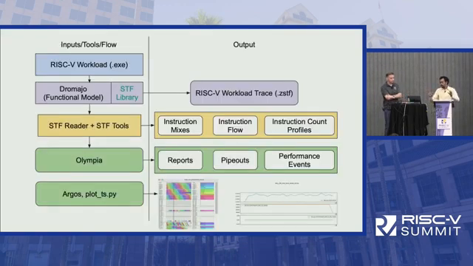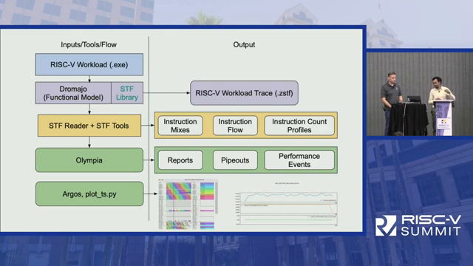Okay, so here is a visual flow of how the tutorial will go. First we will talk about how you can use a binary. You can run it on a functional model that has been instrumented with a library called the STF library that generates a trace, an instruction trace, which captures the order of retired instructions.